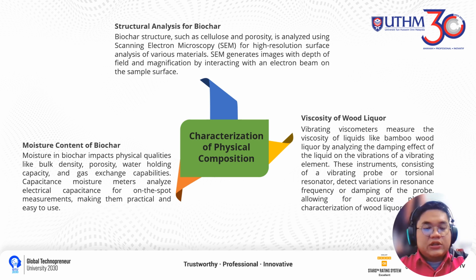Okay, next is characterization of physical composition. The moisture content of biochar impacts the physical qualities of the bulk density, porosity, and water holding capacity. It can be obtained using a capacitance moisture meter, which analyzes electrical capacitance for on-the-spot measurements. Next is structural analysis for biochar. As we know, the biochar structure has porosity and cellulose or hemicellulose. It can be analyzed using scanning electron microscopy, or known as SEM, for high resolution surface analysis of various materials. And then finally, the viscosity of wood liquor can be analyzed using vibrating viscometers to measure the viscosity of liquids like bamboo wood liquor.